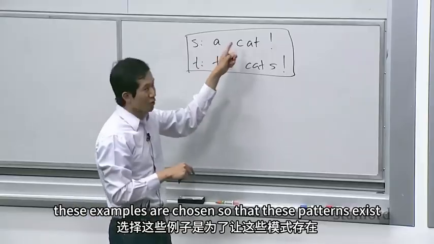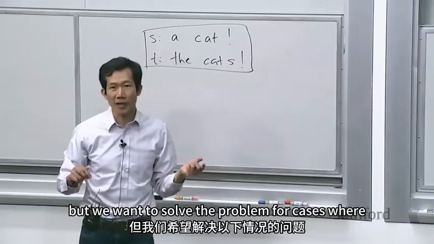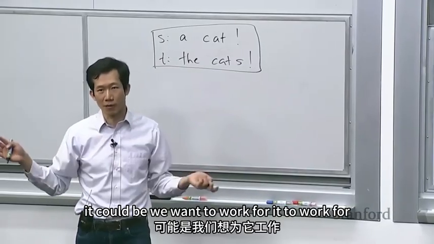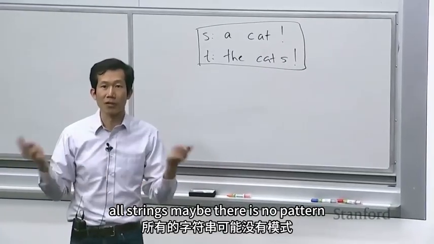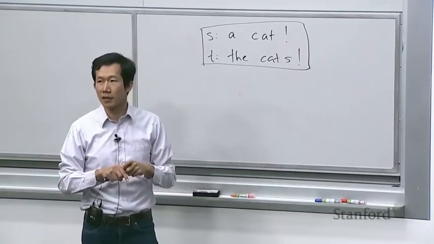I guess these examples are chosen so that these patterns exist, but we want to solve the problem for cases where the pattern might not be obvious. We want it to work for all strings. Maybe there is no pattern, and we still would want an efficient algorithm to do it.